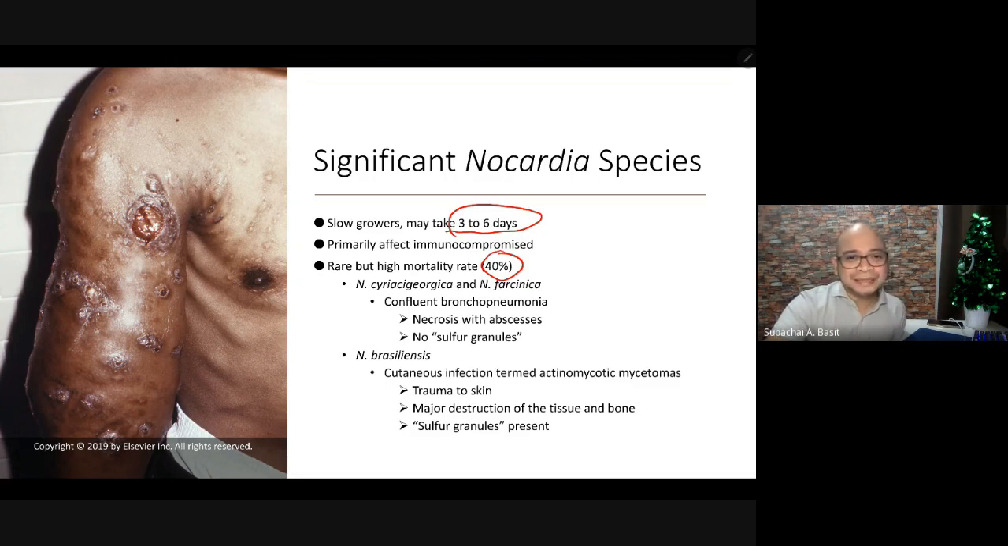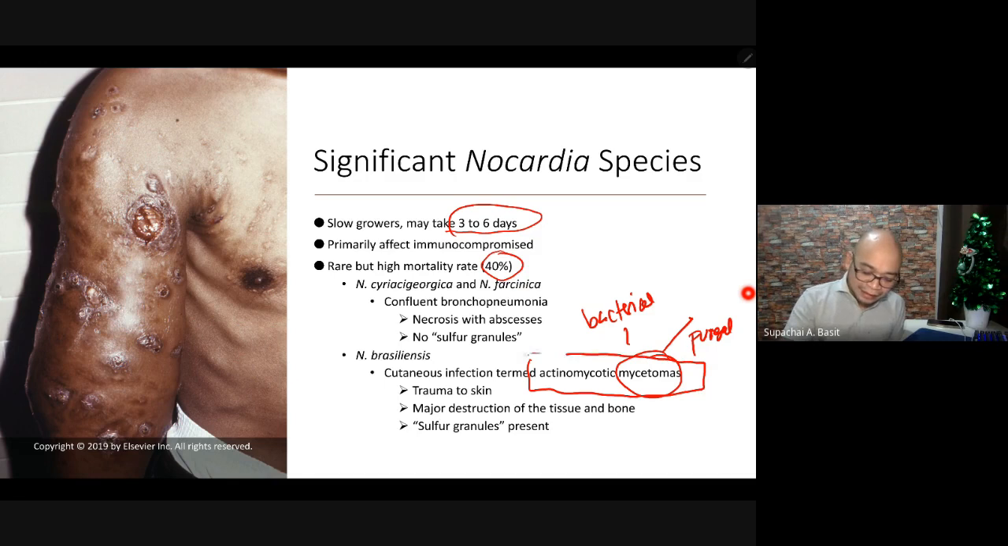The other one is Nocardia brasiliensis. There would be a cutaneous infection termed actinomycotic mycetoma. Actually, there are two types of mycetomas, no? It could be bacterial or it could be fungal. If it's bacterial mycetoma, we call it actinomycotic mycetoma.